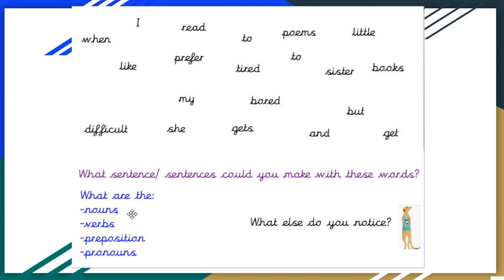And you could also have a look at what the nouns are. We talked a bit about a few of the nouns already, and what the verbs are. Prepositions, remember the preposition describes where the noun is in relation to something else. So where the sister is, or where the books are. And then any pronouns. So she is a pronoun. Are there any other pronouns here? You can have a look. And then is there anything else that you notice about the structure of the sentence?